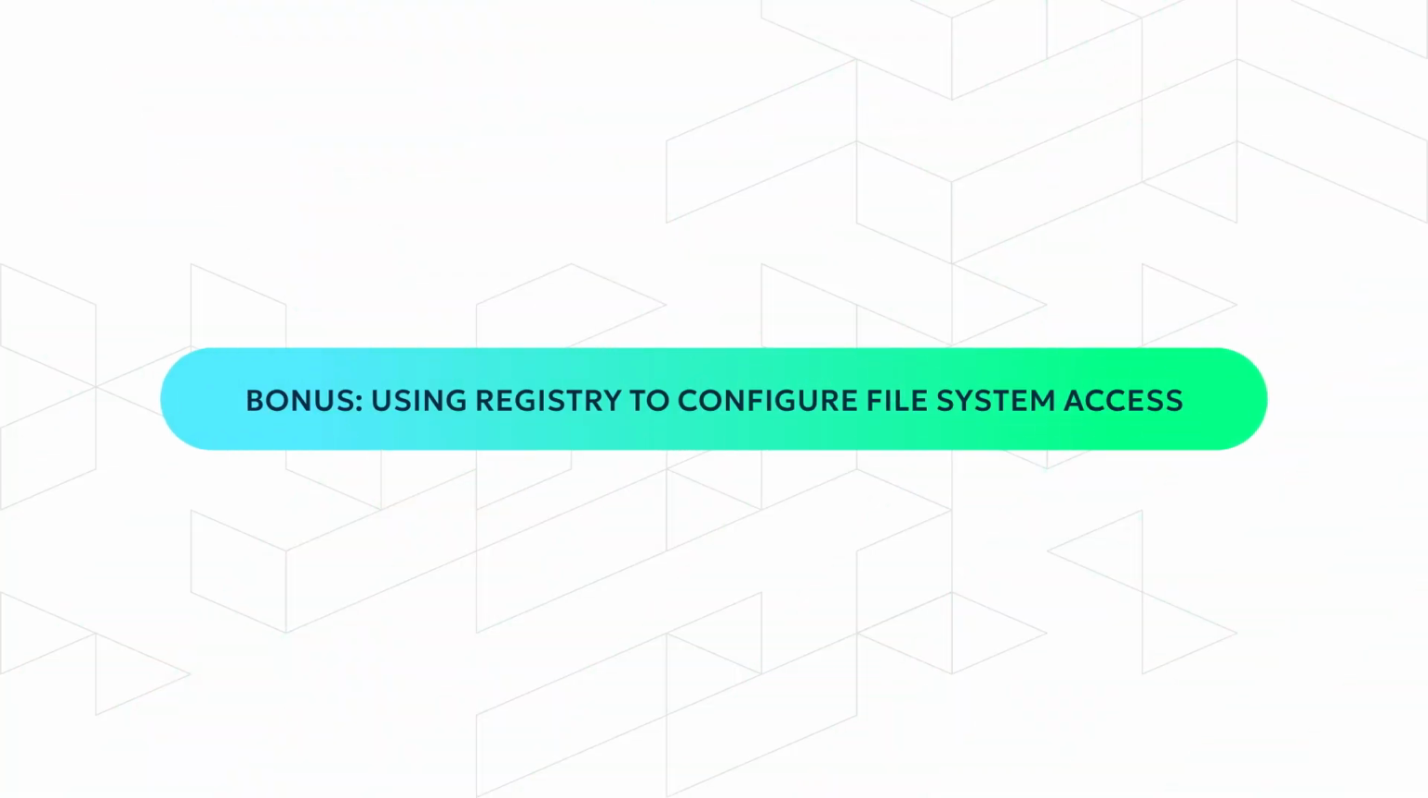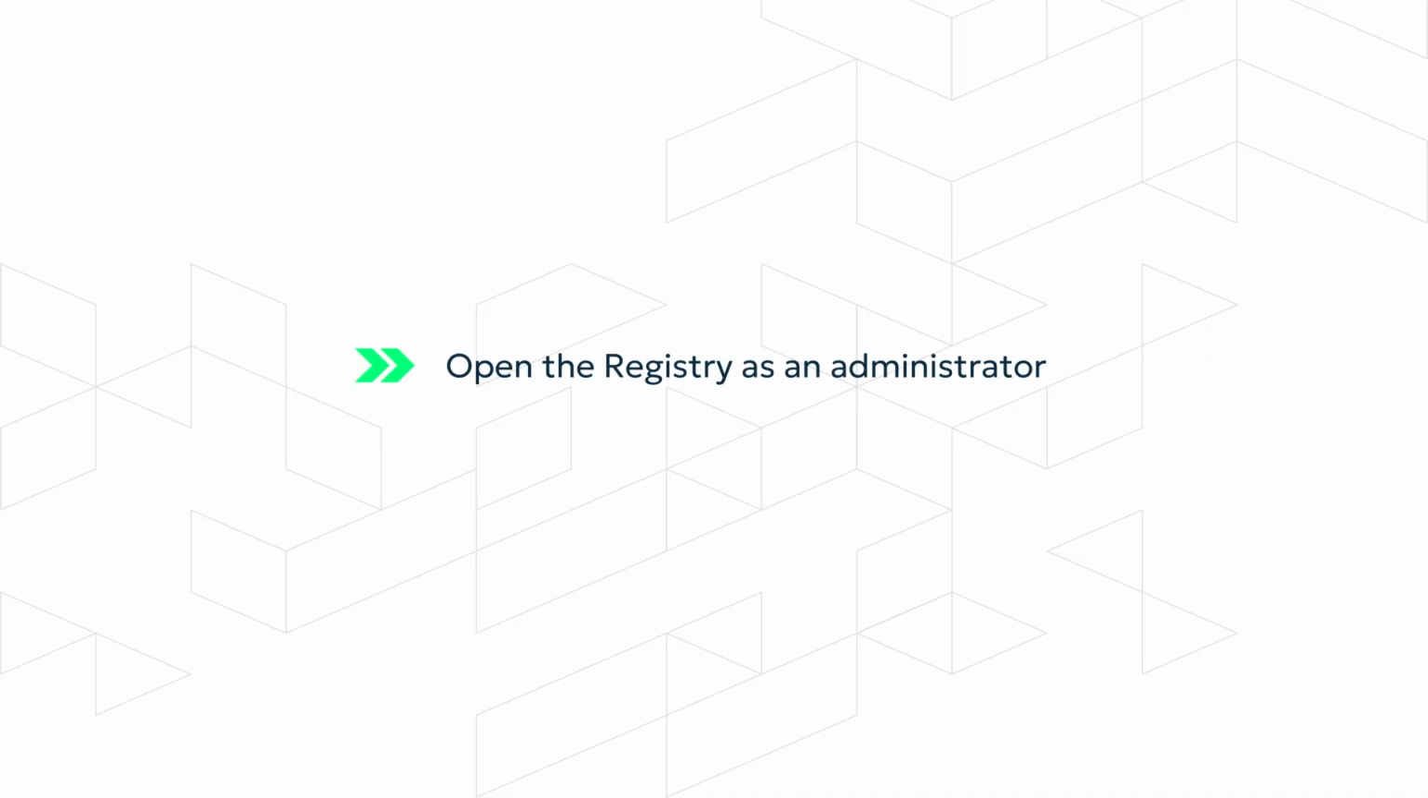Bonus: using Registry to configure file system access. You can control file system access by editing a specific key in the Windows Registry Editor, which works the same on both Windows 10 and 11. Just open the registry as an administrator and adjust the value to allow or deny access. Our blog outlines the full path for configuring access for all users, as well as the path for configuring access for the current user.